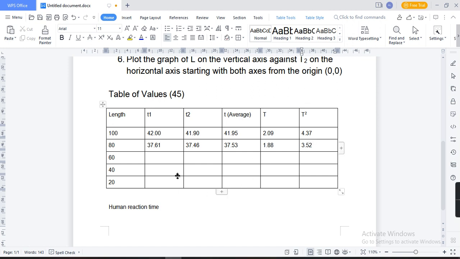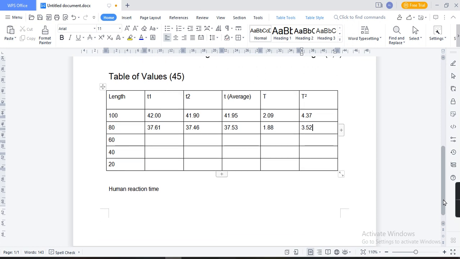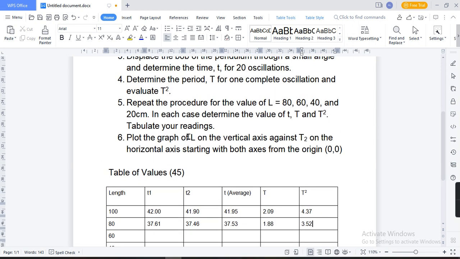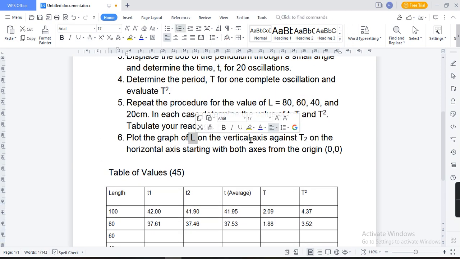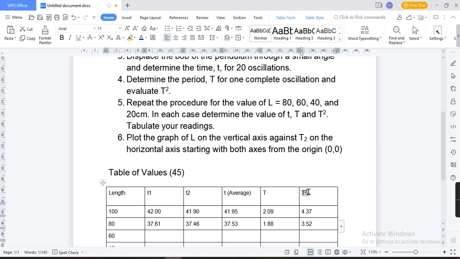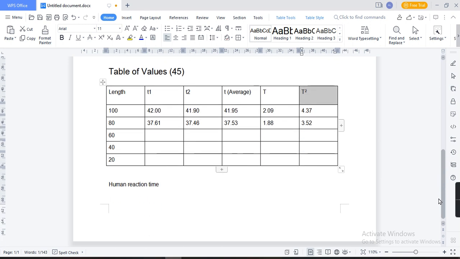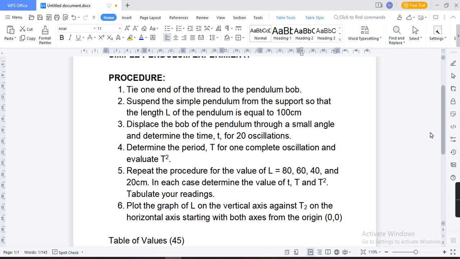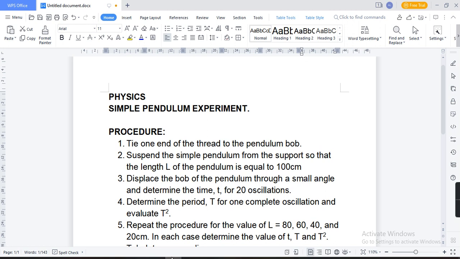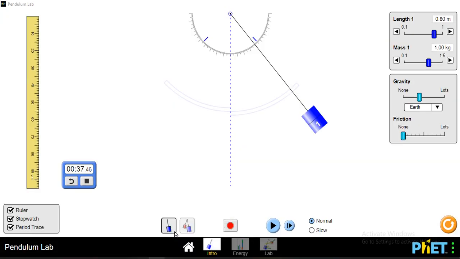You know, this will continue until, where's the question? Plot the graph of L on the vertical axis against T squared on the horizontal axis. So when I finish, I'm going to plot this graph of L against T squared as required in the questions, and then I'll follow up to answer every other question.